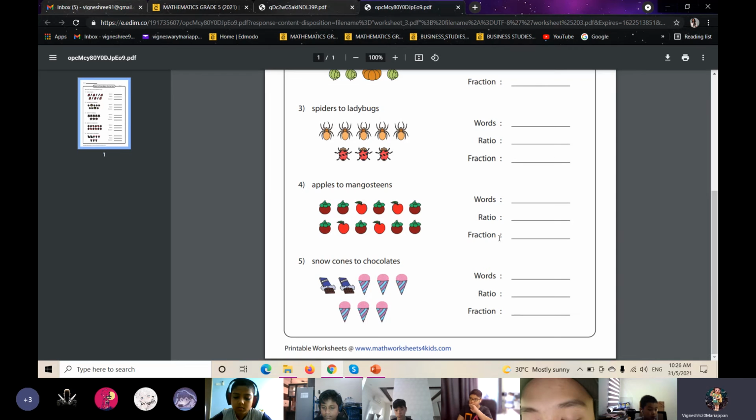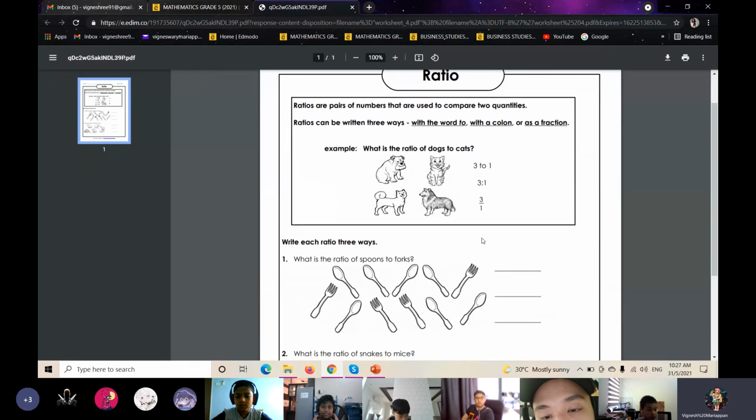Okay. Number 5, the snow cones to chocolates. Snow cone, the pink color one, and then the chocolates. What is the ratio in word form? Who wants to try? Don't get confused with the chocolates. Which one is the chocolates? Right. Yes. Words is 6 to 2. Fraction, 6 over 2. Okay, 6 to 2, 6 to 2, 6 over 2. Very good.